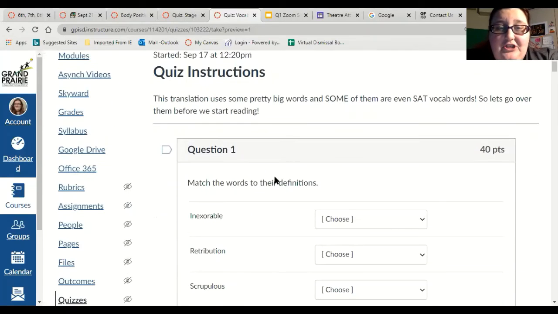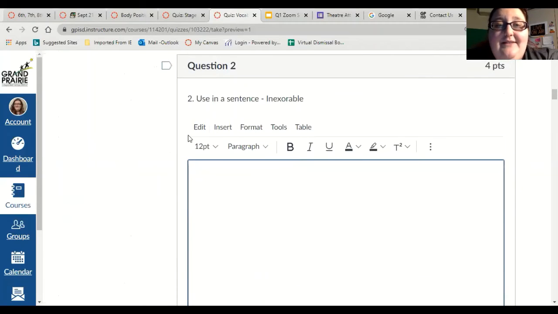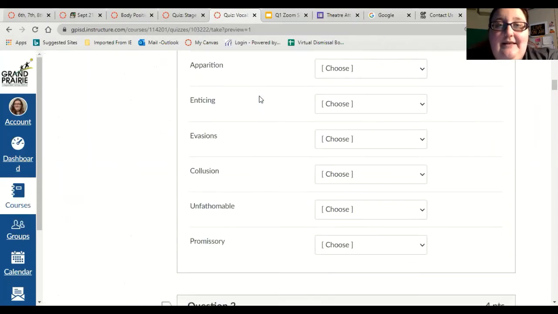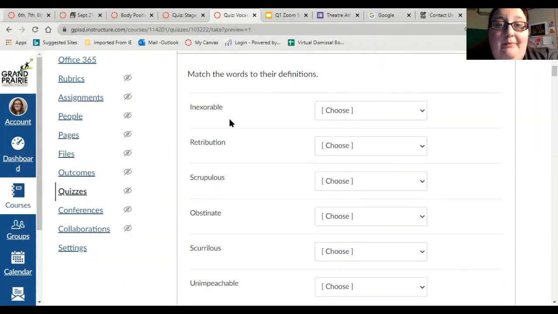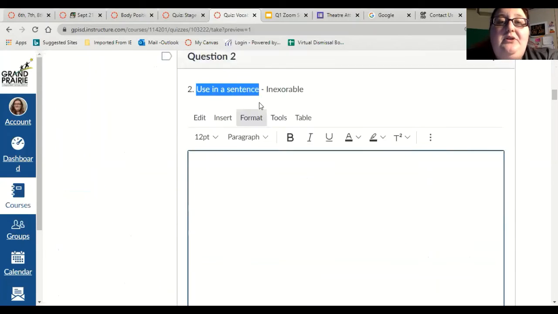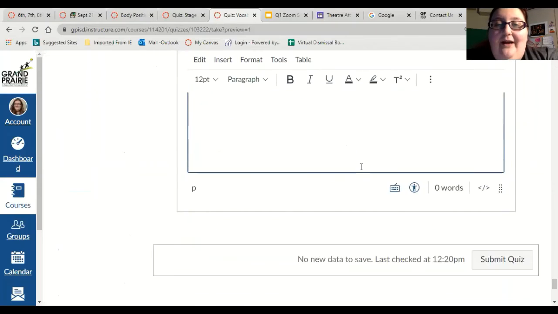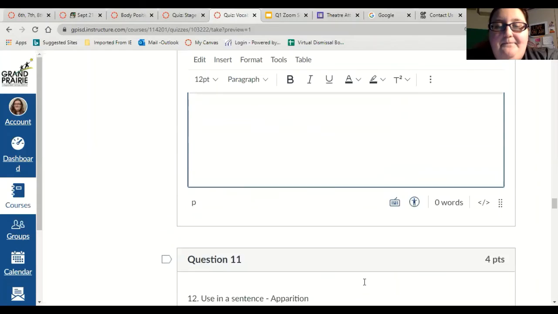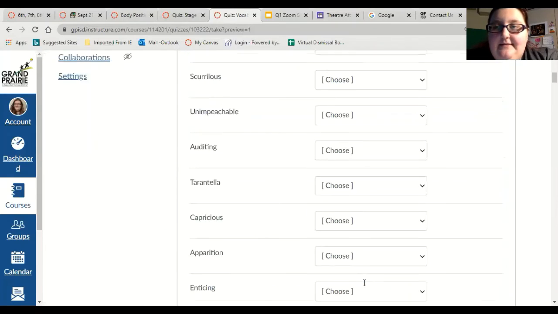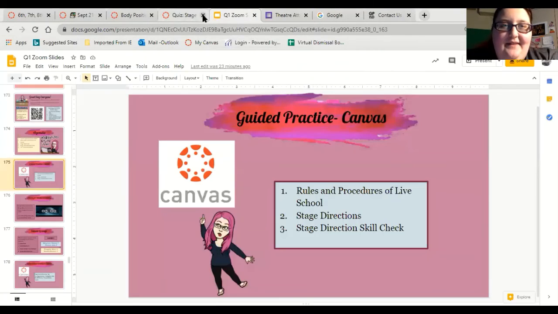So the matching section is question 1. Then the rest of the questions are use it in a sentence. So now that we know what inexorable means, we're going to use it in a sentence right here. You're going to do that for all of the words. So after you've found their definition, you're then going to put them in a sentence. Once you hit submit, you're done, and that's all you have to do for Monday.